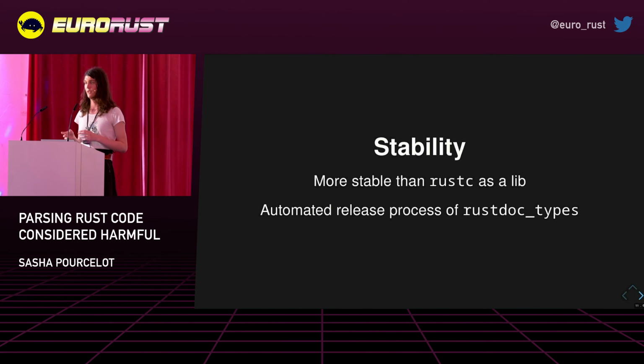This method is more stable than using rustc, but still not that stable because the data types output by rustdoc may change without notice. But luckily for us, the release process of rustdoc types is almost automated, which means that fixing it is super easy.